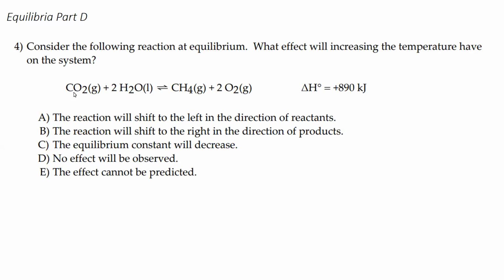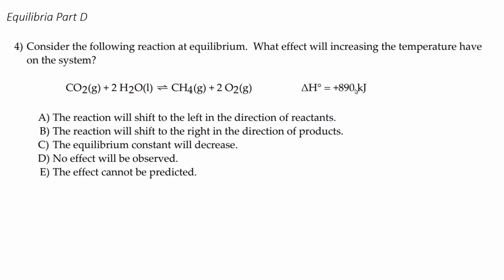And in question 4, we've got CO2 combining with water to make methane and oxygen, and they give us the delta H. They want to know what's the effect of increasing the temperature on the system. Now remember, those equilibrium constants are constants, but they're unique for a particular temperature. So this time we're going to see what happens when we change the temperature. We first have to look at the delta H. The delta H is positive. Positive means we're depositing energy into our system, just like we're depositing money into our bank account. So that's money going in, or energy going into the system, so that's an endothermic reaction.